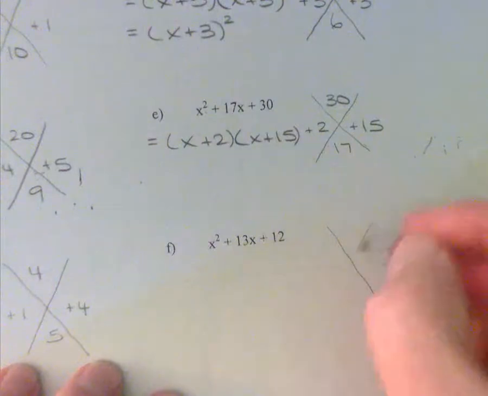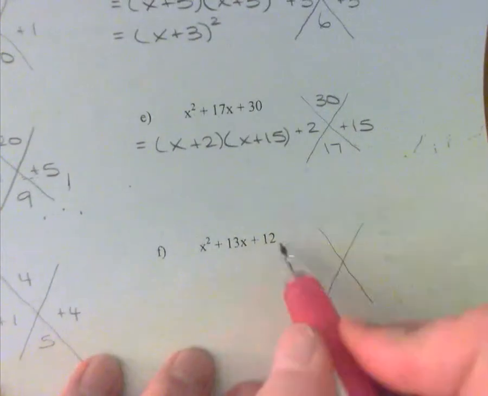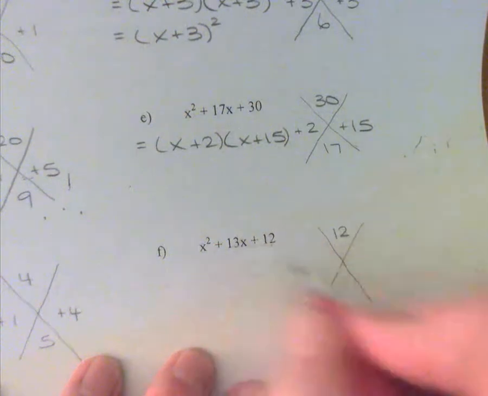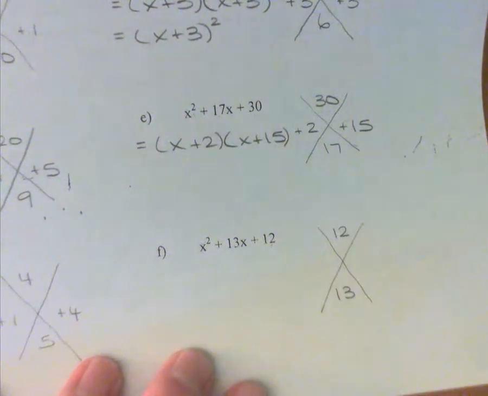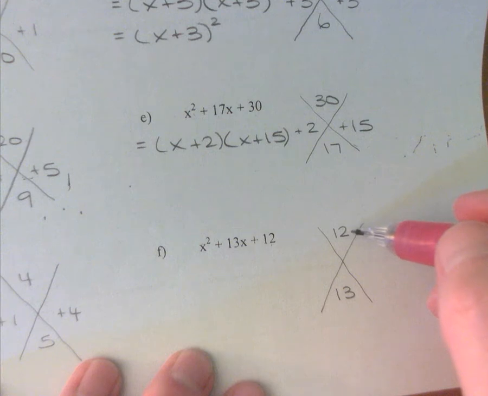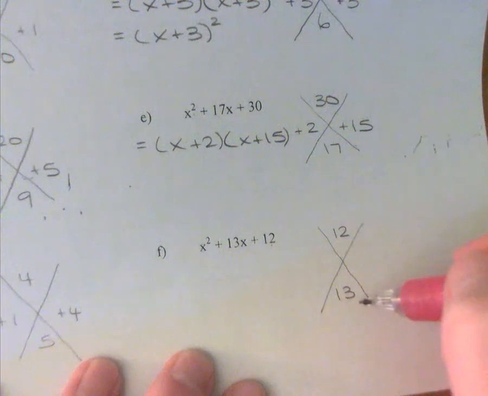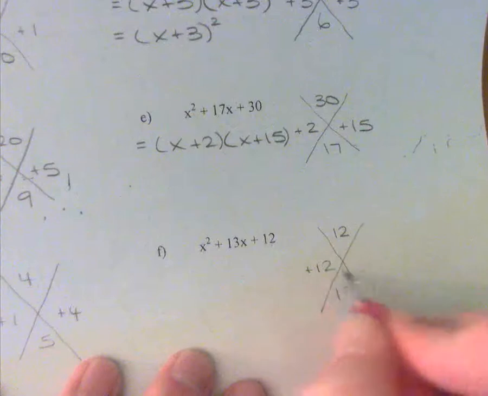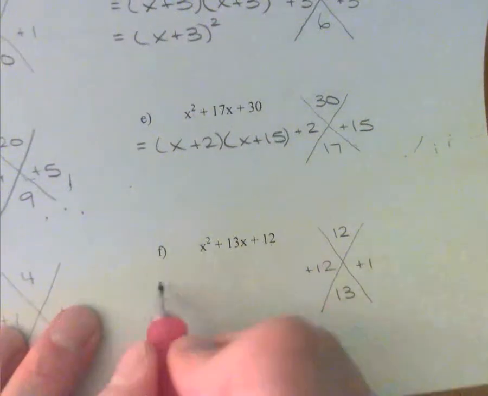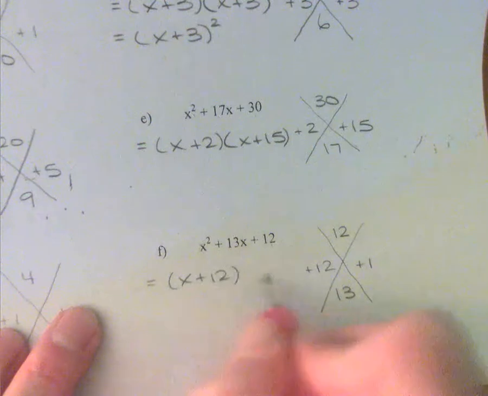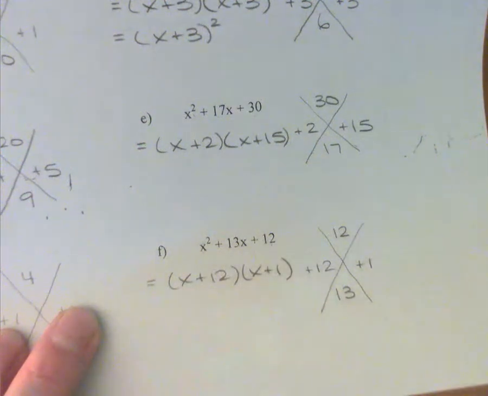I'm going to draw my x. I'm looking for a product of 12 and a sum of 13. So I look at what multiplies to 12. So I have 1 and 12, 2 and 6, and 3 and 4. And then I want to figure out the combination that would give me 13. So that would be 12 and 1. So I can say it's x plus 12 and x plus 1. You could also say it's x plus 1 and x plus 12. You would still be correct.